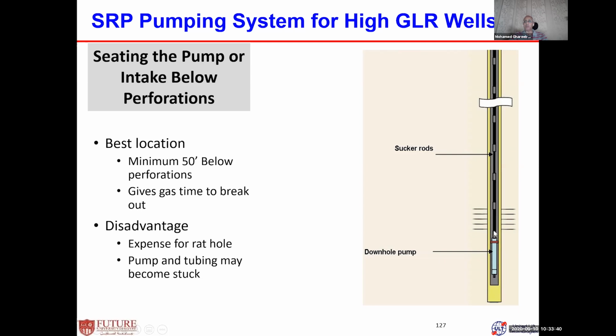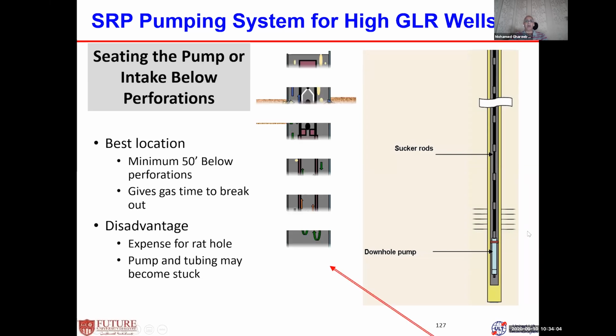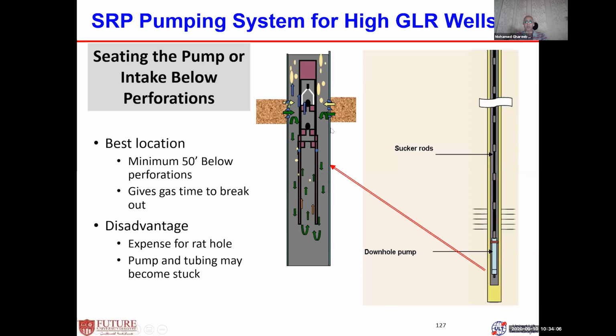A rat hole is a part of the well drilled below the bottom of the perforation. You need to have enough rat hole in order to run that. And also it should not have sand. If there is sand, it usually accumulates in this area and may plug the pump intake. However, this is the first option, and you need to look at your well configuration, your well design, how it looks like. And this at the end will look like this.